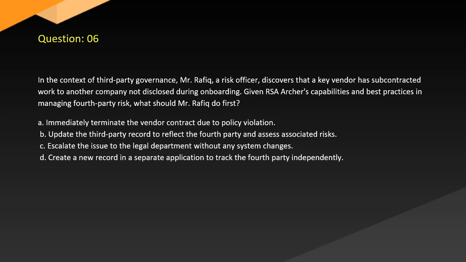Question 6. In the context of third-party governance, Rafik, a risk officer, discovers that a key vendor has subcontracted work to another company not disclosed during onboarding. Given RSA Archer's capabilities and best practices in managing fourth-party risk, what should Rafik do first? A. Immediately terminate the vendor contract due to policy violation. B. Update the third-party record to reflect the fourth party and assess associated risks. C. Escalate the issue to the legal department without any system changes. D. Create a new record in a separate application to track the fourth party independently.